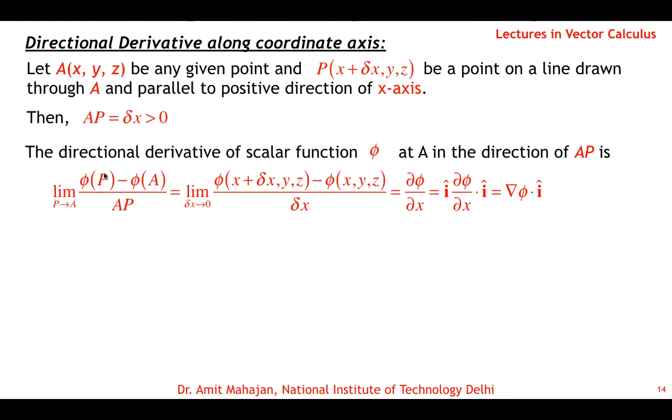And the function value at P means P is a point (x + delta x, y, z). So phi value at (x + delta x, y, z) minus function value at A, so phi value at (x, y, z), divided by length, which is delta x. And when P goes to A, it means delta x goes to 0, because AP length is delta x. So limit delta x tends to 0 on this.